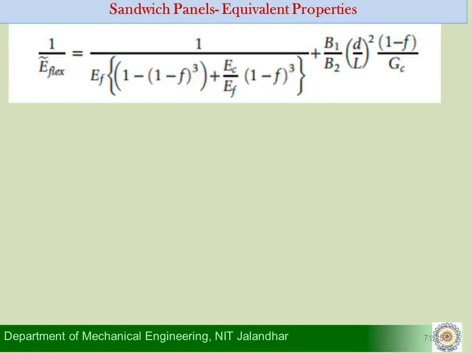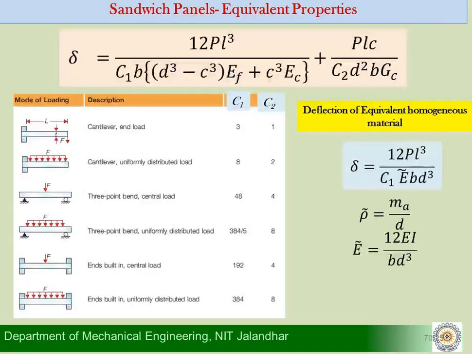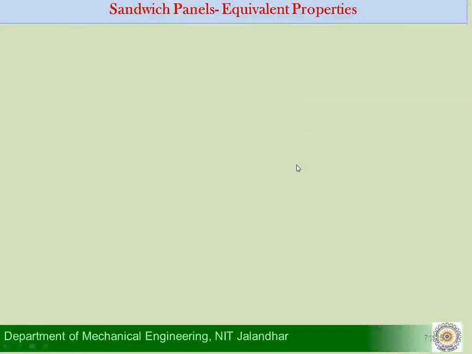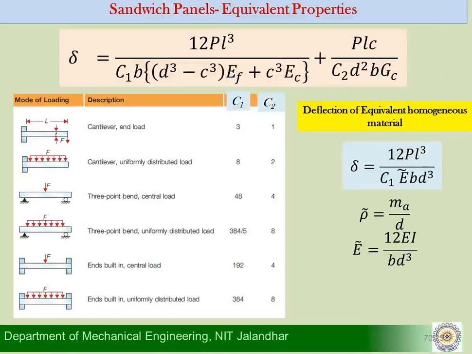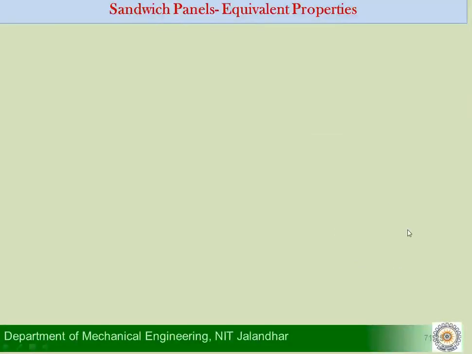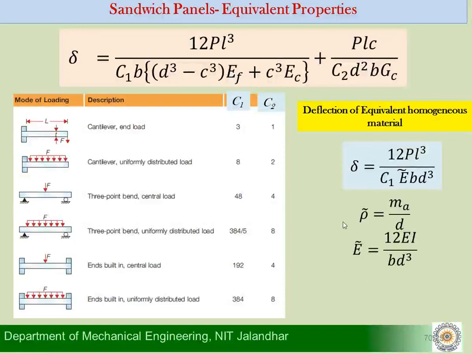We will try to solve it in one of the assignments here. It's quite easy to do, and I'll send you the assignment later. And this is what I get. I get 1 upon E bar. It's written here E bar flex, but it is the same 1 upon E bar. This is the E bar value here.